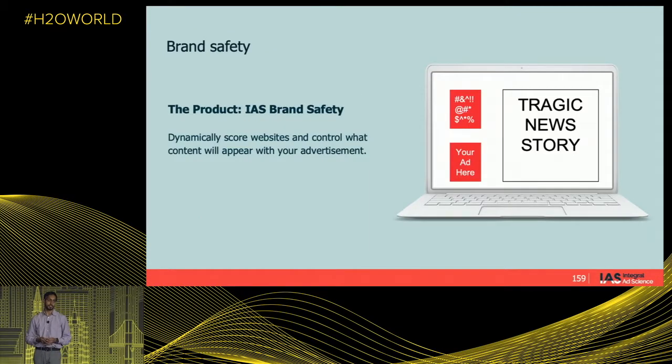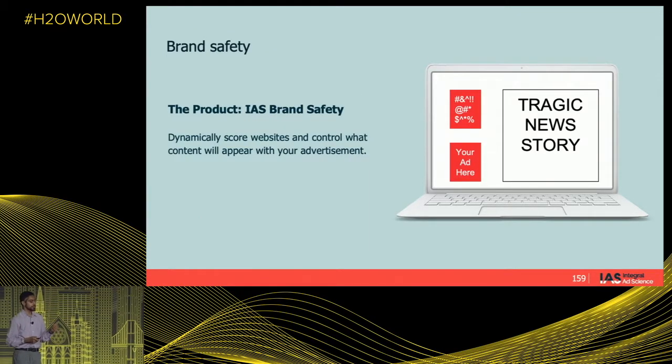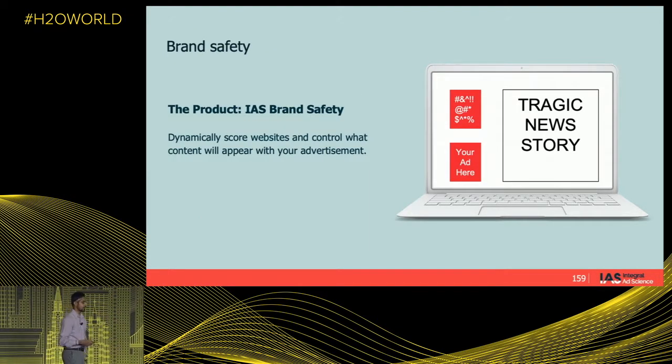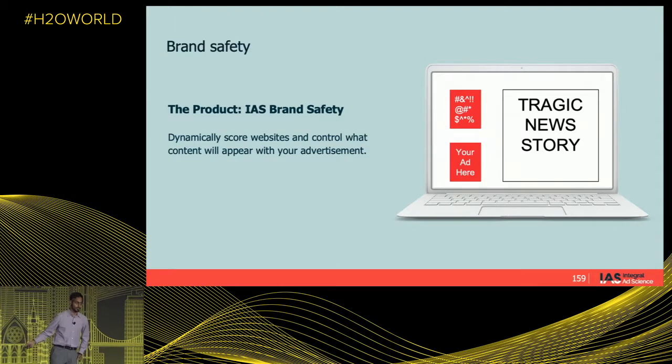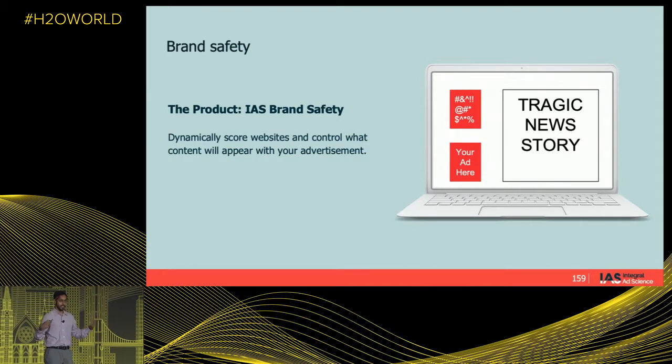So brand safety, the first one. A typical example might look like this. You have a tragic story, like a plane crash that just happened recently, and all the news sites are now reporting on it. If you're an airline company, you may not want your advertisement shown on that page. People may not think you're responsible for the plane crash, but people have negative connotations that happen subconsciously, and you might want to avoid that.